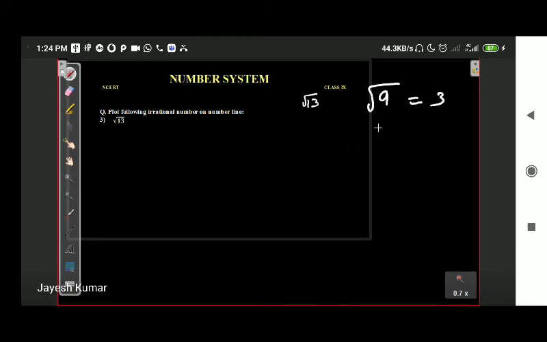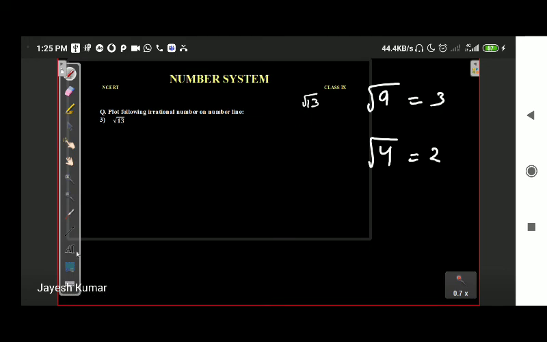What should we add to 9 to get 13? We should add 4 to 9 to get 13, and the square root of 4 is 2. I am trying to find two perfect square numbers which when added give 13. We take under root 9 as it is and under root 4 as it is, and hence we will take two sides of a triangle. One side will be 3 units, one side will be 2 units.